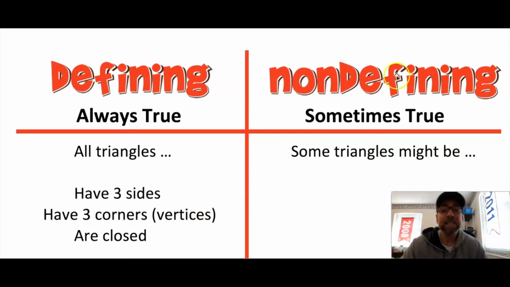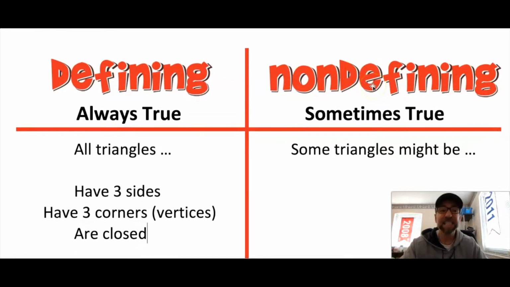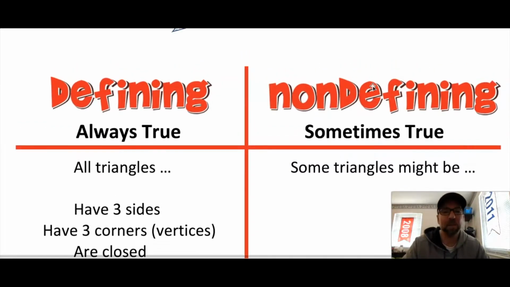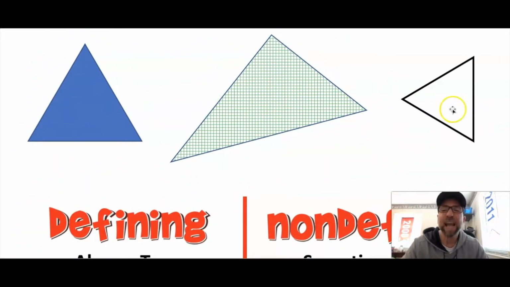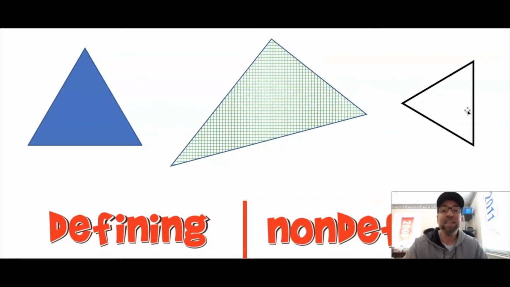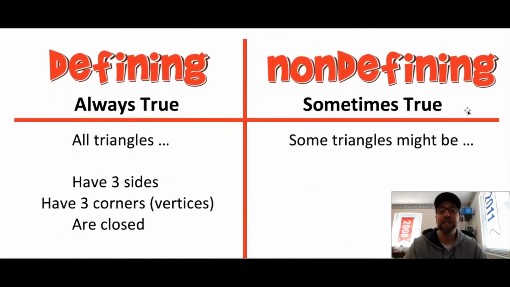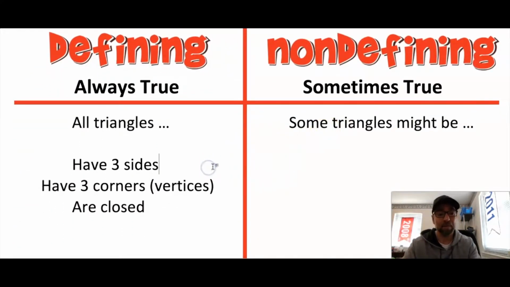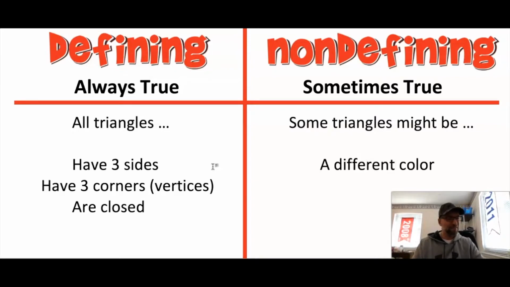Now, notice non-defining means that it's sometimes true. Some triangles might be different. Well, let's take a look. What makes these triangles different? We already said that they're different colors. So some triangles might be a different color. That's non-defining. Triangles can be any color you want them to be, but they must have 3 sides, 3 corners, and they must be closed.